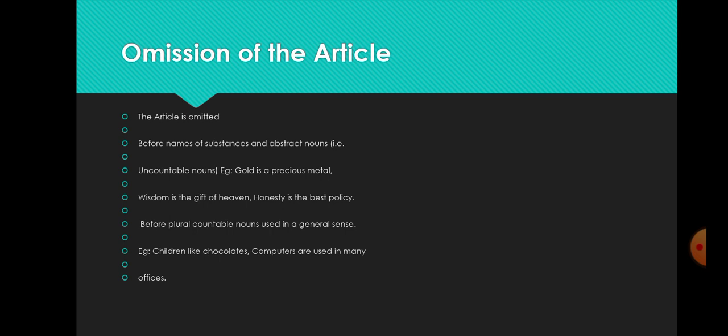The article is also omitted before plural countable nouns used in a general sense. For example, children like chocolates. Computers are used in many offices.